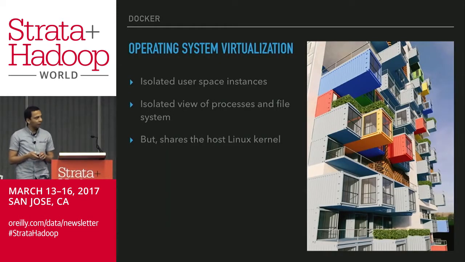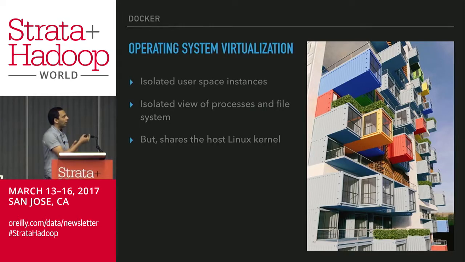Docker is a form of operating system virtualization in that it is very different from setting up a local VM. While a VM gives you complete isolation, Docker still shares the host Linux kernel. But what it does provide is an isolated user space, an isolated view of the file system, and also an isolated view of the processes. Even though it doesn't give you complete isolation, it still gives you other advantages in terms of latency. Setting up a Docker container is really fast compared to setting up a VM in your local environment.